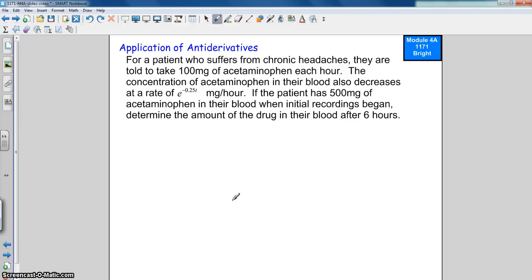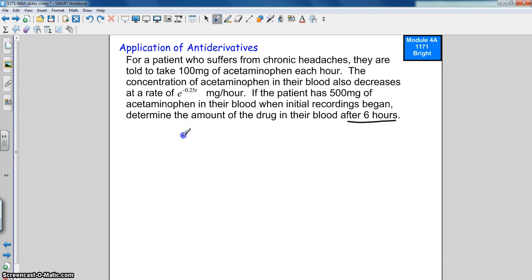So here we have a situation where a patient is suffering from headaches. They take acetaminophen, i.e. Tylenol, and we're given information about the rate of change of the acetaminophen in their blood, and we want to determine how much is in their blood after 8 hours. Okay, so we're given information about the rate of change, but we're not given information about the actual amount.